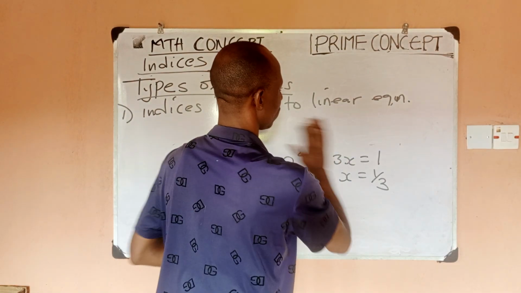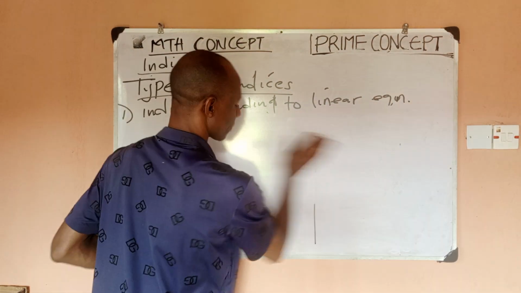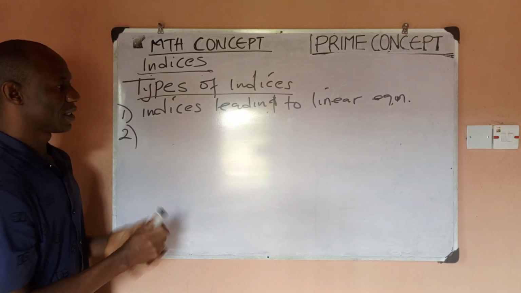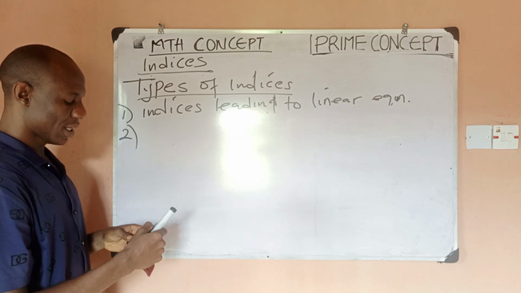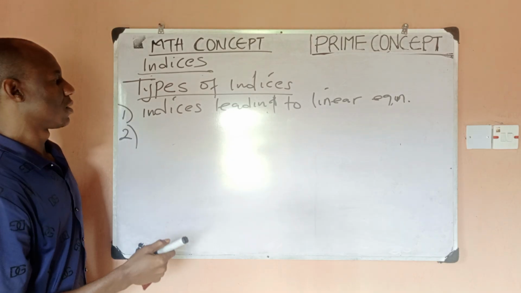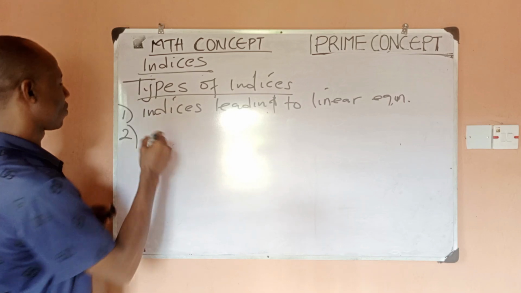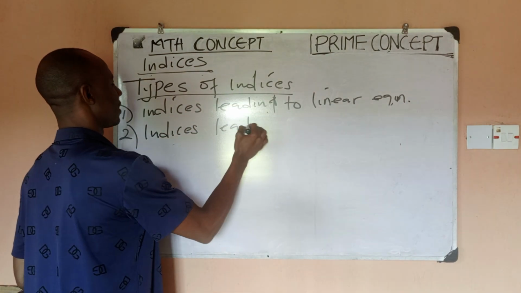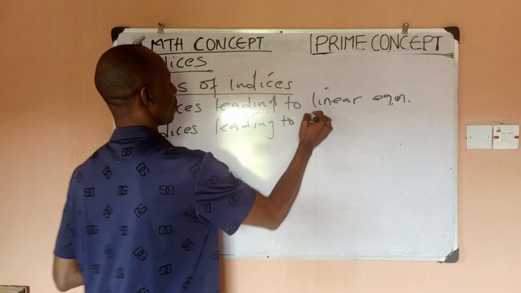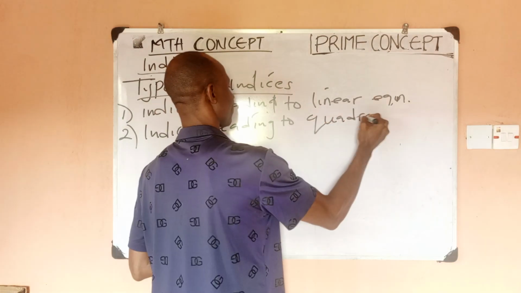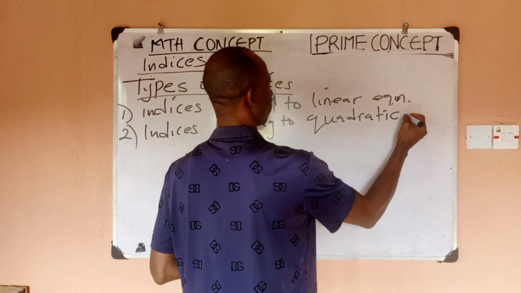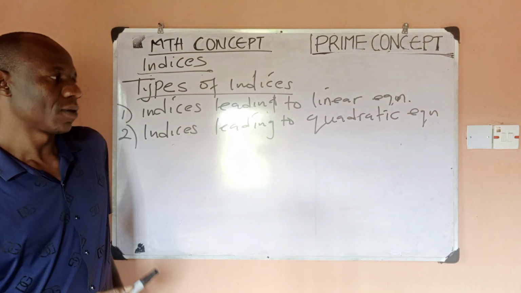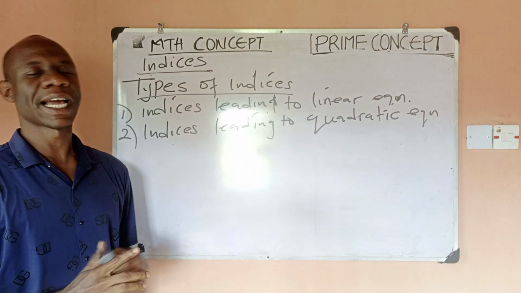Number 2 you would meet is indices leading to quadratic equation. So that is number 2. Now, how do you identify this kind of indices?